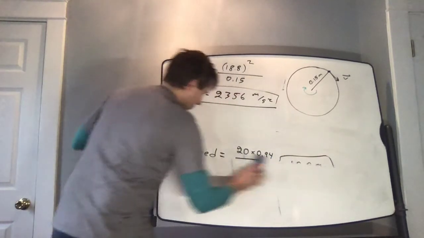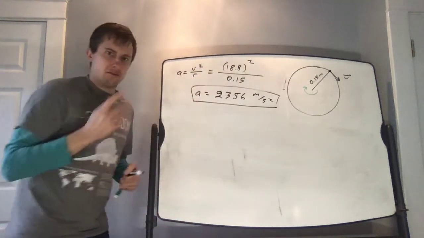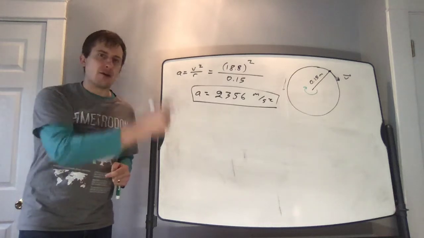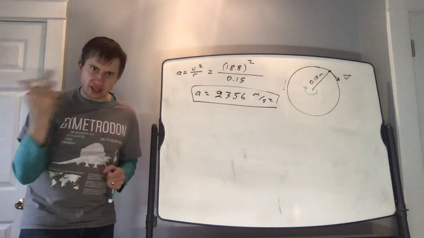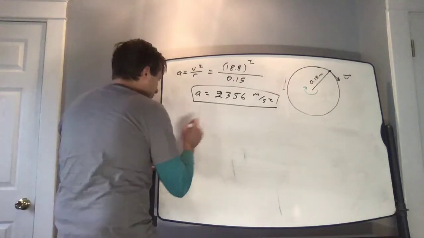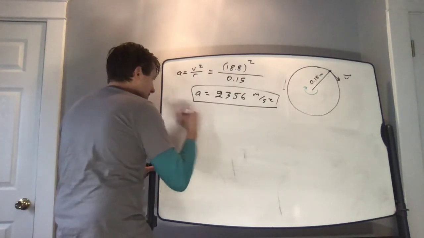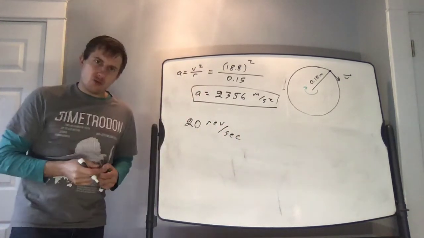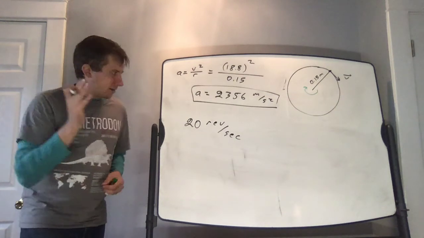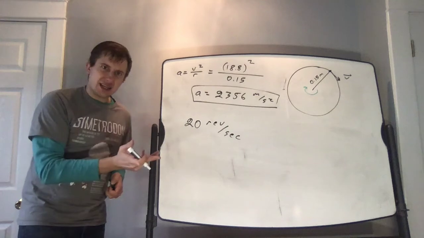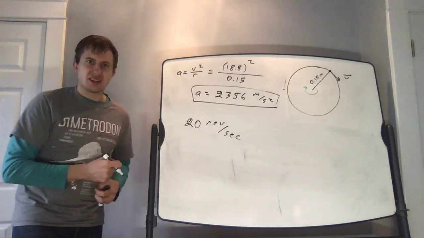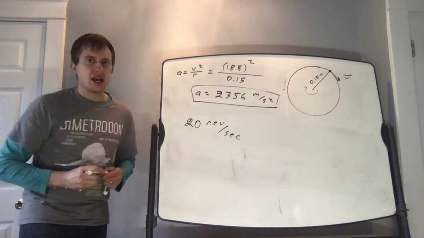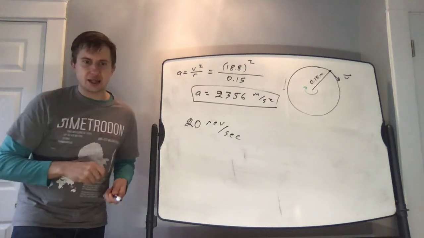Finally, for part D of this motion problem, we are asked to find the period of motion. So period is the amount of time it takes to go around once, the amount of time it takes to complete one cycle. We previously found that the fan is spinning at a rate of 20 revolutions per second. So we are asking if the fan goes around 20 times in 1 second, how much time does it take the fan to go around once?